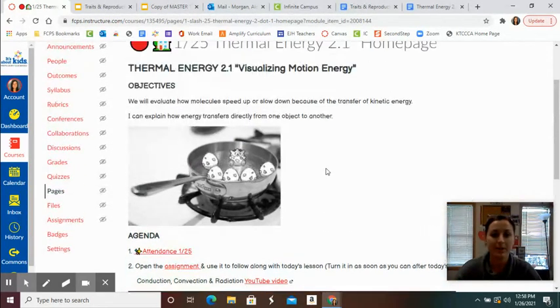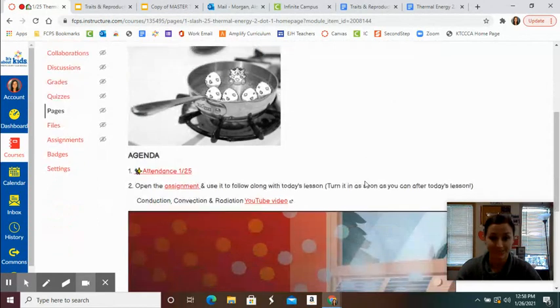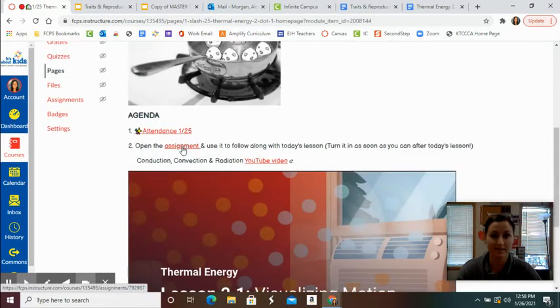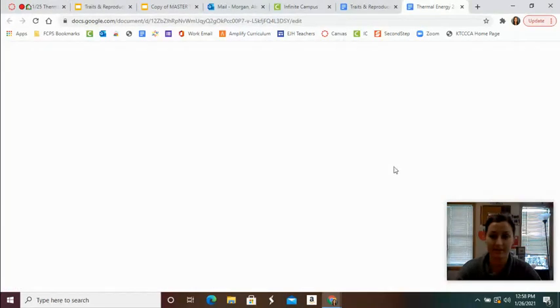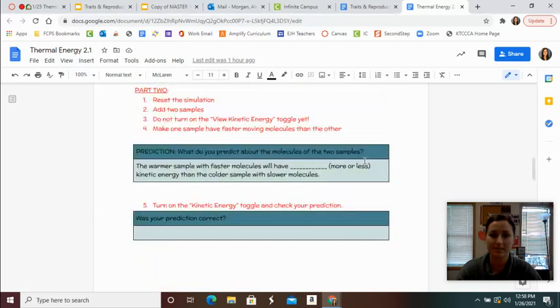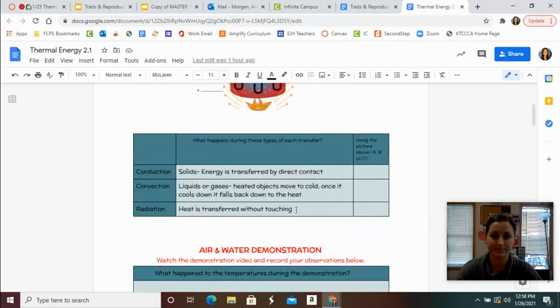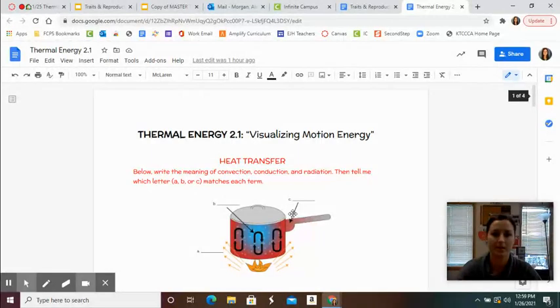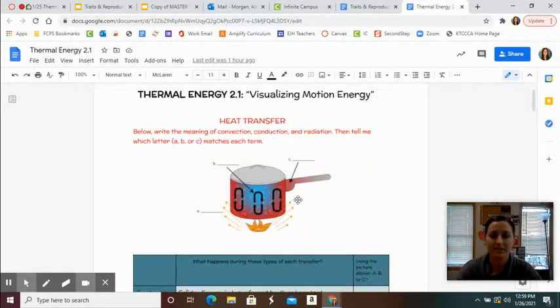So today we are focusing on motion energy and how that energy can be transferred. We call that heat transfer. You can see there is the assignment here for today, so you can click and open that up. When you open it, I'm going to have to scroll back to the top here. When you open this back up, you can see there is a picture.